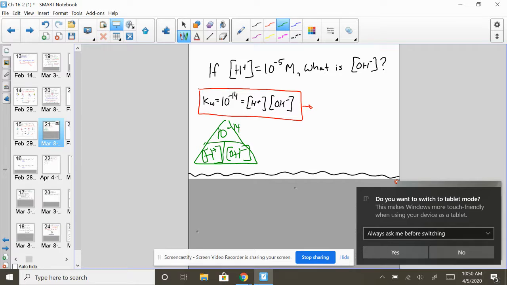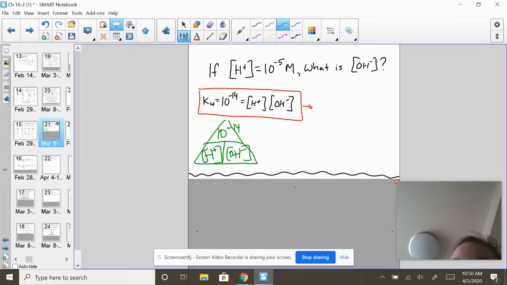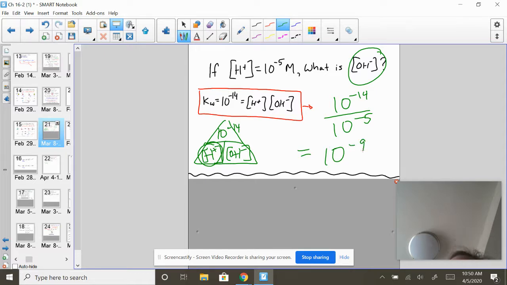Okay, so knowing that, if we're trying to solve for the concentration of hydroxide ions, I'm going to put 10 to the negative 14th over 10 to the negative 5th, which is my concentration of hydrogen ions. Okay, and that's going to yield 10 to the negative 9th for my concentration of hydroxide ions. All right, let's move over here.